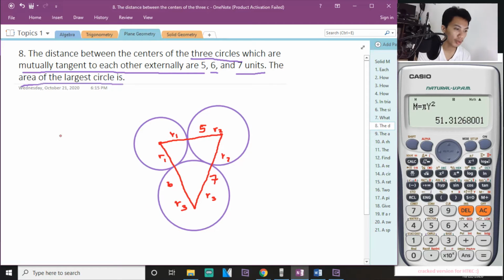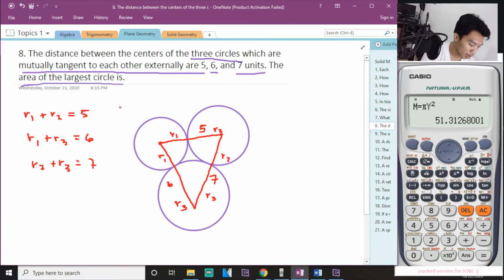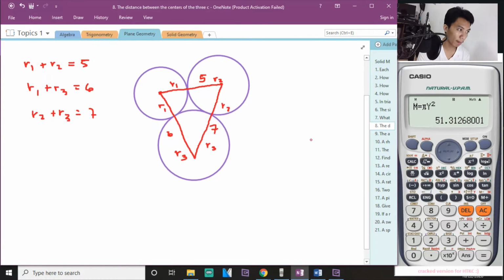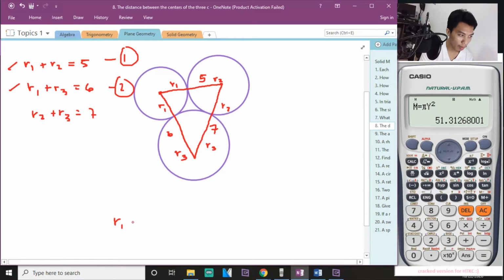Ngayon, you will form an equation there. R1 and R2. So, R1 plus R2 is equal to 5. Yung R1 plus R3 equal to 6. Tapos R2 plus R3 is 7. Ano bang hahanapin mo dyan? The size of the larger circle. Ngayon, pwede tayong mag-cancellation. Use R1 saka ito, equation 1 sa equation 2. So, R1 plus R2 equal to 5. Okay.